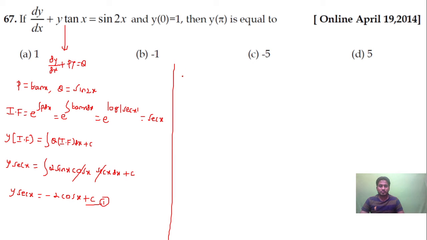If I use the boundary values, y of 0 equal to 1, that is when x is equal to 0, y equal to 1. Now sec 0 is 1, right? 1 is equal to minus 2, cos 0 is 1, plus c. So c is equal to plus 3. If I substitute in equation 1 it becomes y into sec x is equal to minus 2 into cos x, c is equal to plus 3.